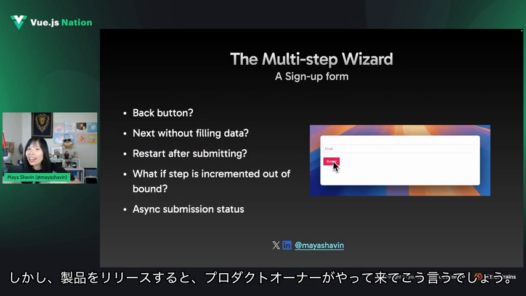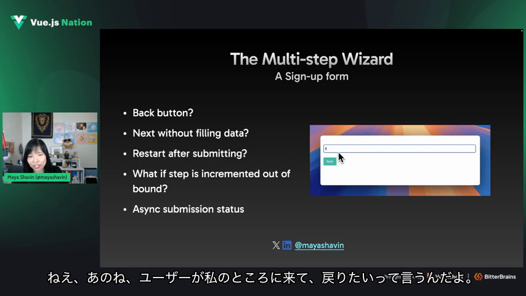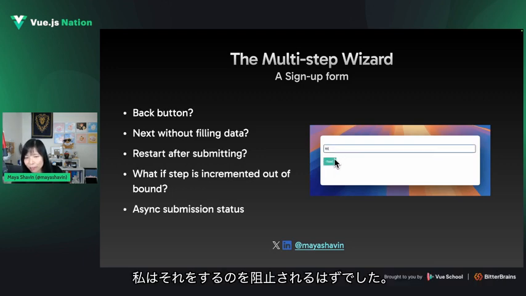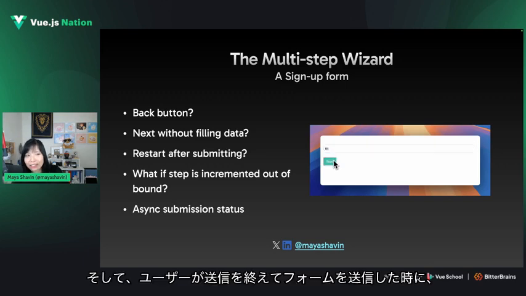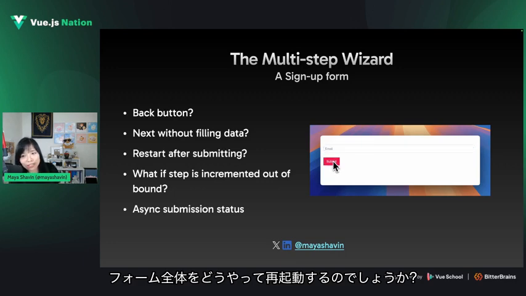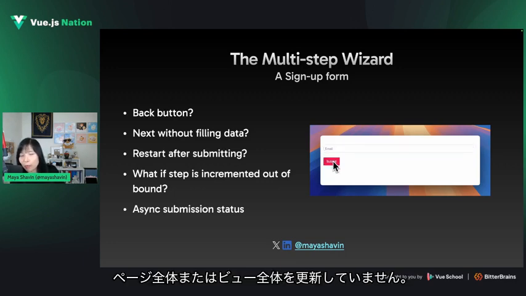However, once you launch the product, then the product owner will come to you and say, hey, you know what? The user just came to me and said, I want to go back. And what happens if the user clicks next without filling in any data? They're supposed to get blocked from doing that. And then maybe when the user finishes and the form is submitted, they want to restart. How are we going to restart the whole form wizard without refreshing the whole page or the whole view?